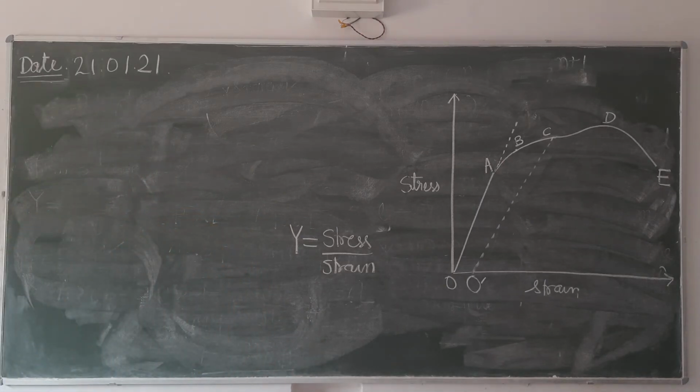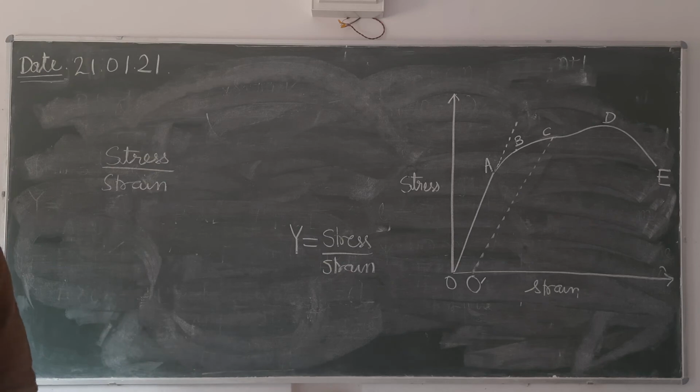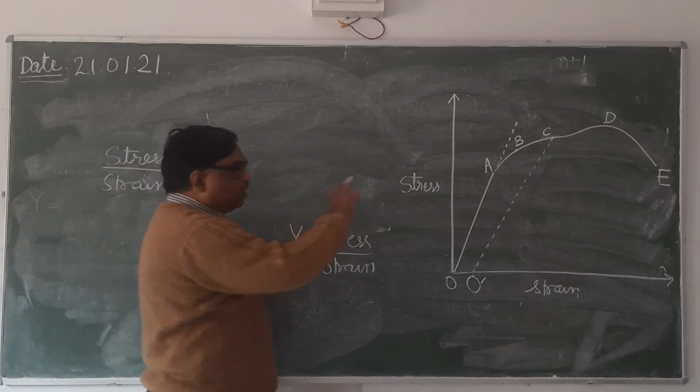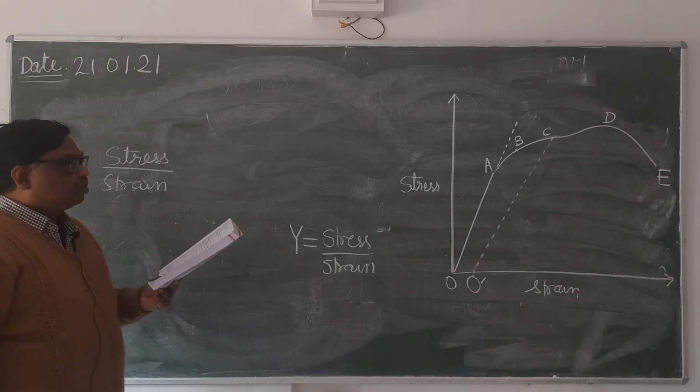Now see here. Here the first part is: up to what point on the curve is Hooke's law obeyed? What is Hooke's law? Hooke's law states that stress upon strain will remain constant. So up to which point is Hooke's law obeyed? Up to the point A. Because as long as this has a constant value, the graph will be a straight line. And as soon as the value starts to change, the graph will become a curve. Is it clear? So up to the point A, Hooke's law is obeyed.